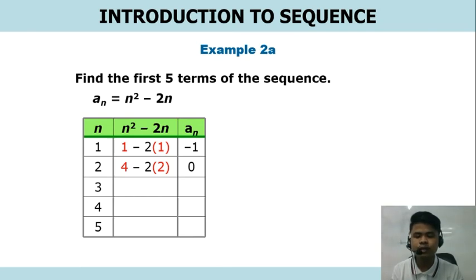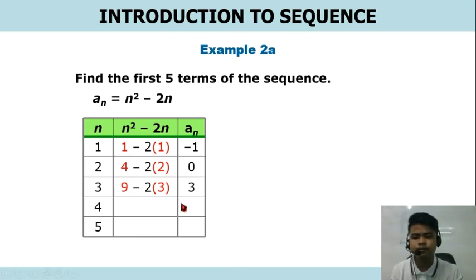Next, if you want to find the third term, just substitute 3 for n. It will become 3 squared minus 2 times 3. 3 squared is equal to 9. That's why 9 ang nakalagay dito. Then 2 times 3, 6. So, 9 minus 6. The answer is 3. That's why the third term is equal to 3.